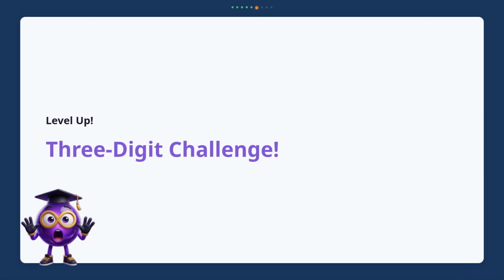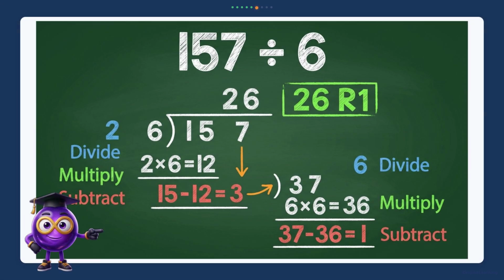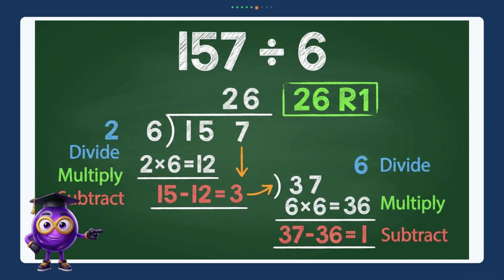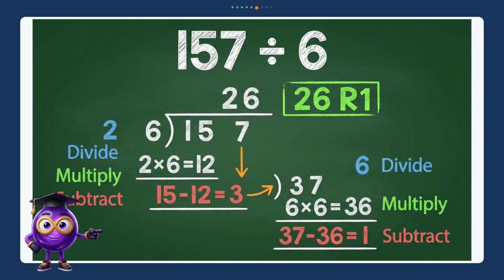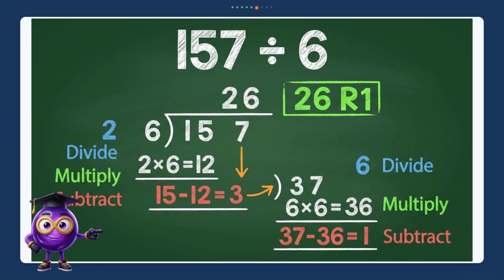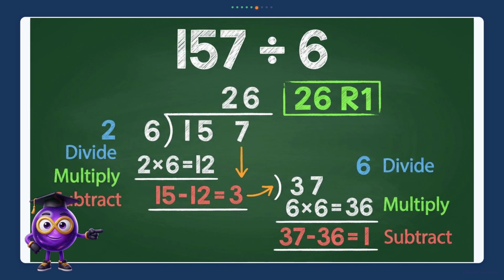Ready for a bigger challenge? Let us try 157 divided by 6. Start with the first 2 digits, 15. How many times does 6 fit into 15? 2 times, because 2 times 6 equals 12. Write 2 on top. Subtract. 15 minus 12 equals 3. Now bring down the 7.